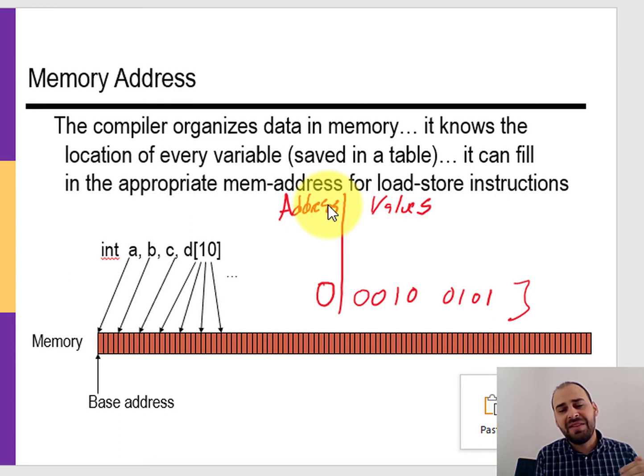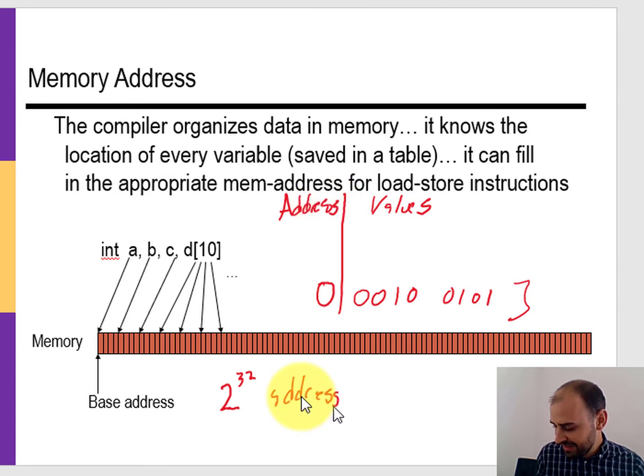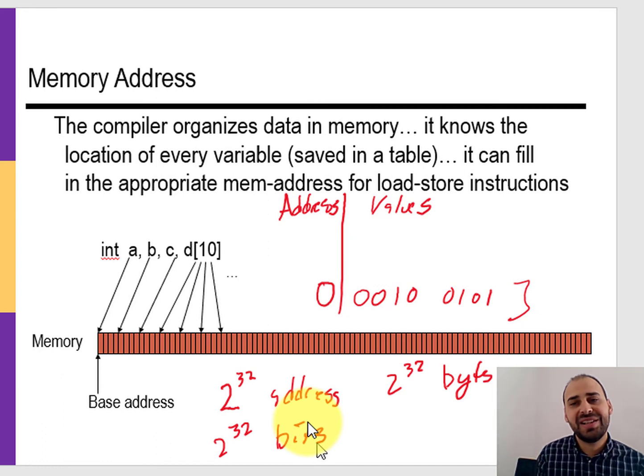If you had every address be for every bit, you would restrict your address space so much. Because if we had 2 to the 32 addresses, and each address is 1 byte, then we can uniquely address 2 to the 32 bytes. However, if each address was 1 bit, you would be addressing 2 to the 32 bits. You'd be cutting your address space down to 1/8 of the original size.